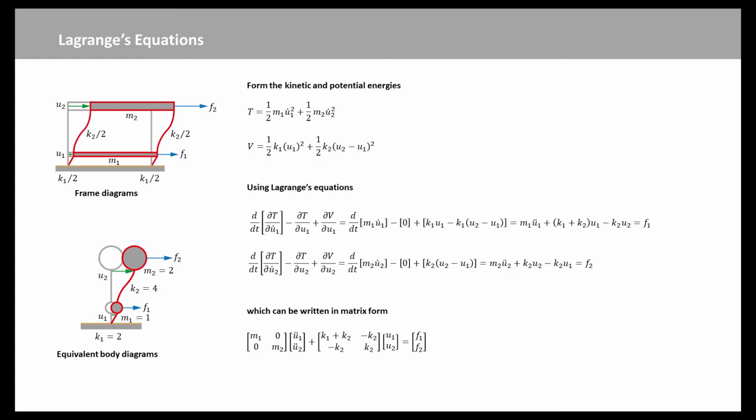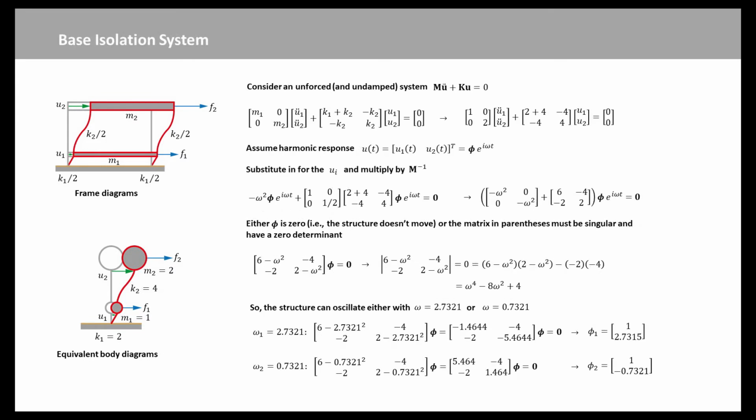Then the equations of motion are given by the two equations. For the sake of simplicity, consider an unforced system. In this system, either phi is 0, which means the structure doesn't move, or the matrix in parentheses must be singular and have a 0 determinant.